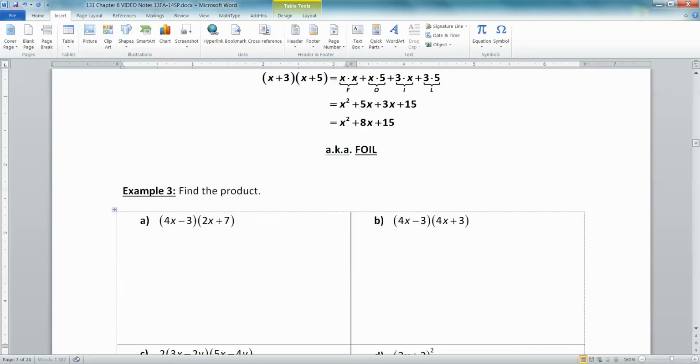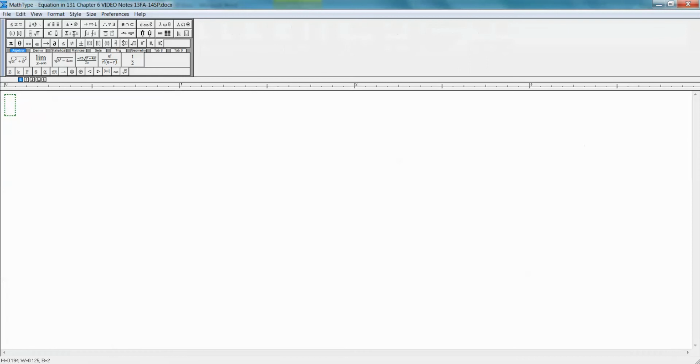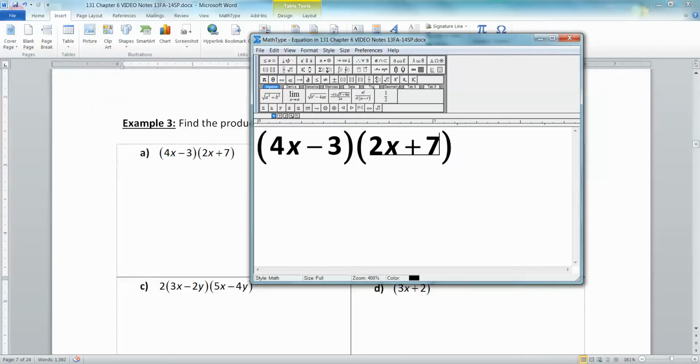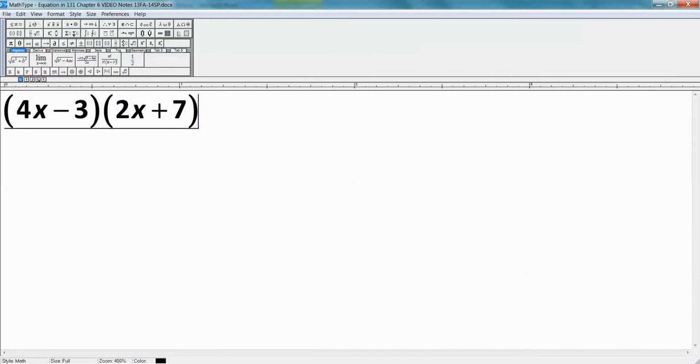So let's do it. For the first one, I have 4x minus 3 times 2x plus 7. I should double check that. Yeah, that's right. Okay, so we need to multiply. So FOIL: first, outers, inners, last. So you start with the first. That's 4x times 2x. 4 times 2 makes 8.